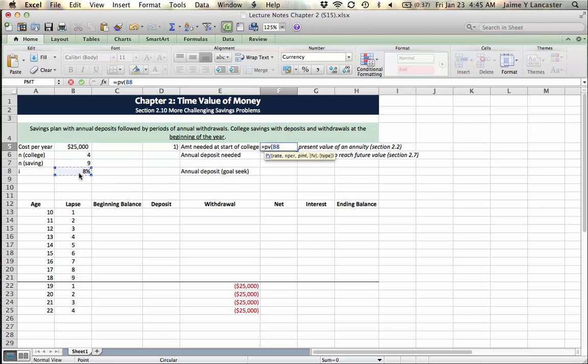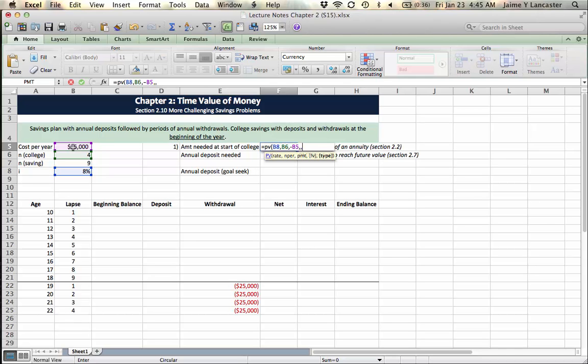Our rate refers to our interest rate. Our number of periods refers to the number of periods of withdrawals, right? Because we're looking for the present value of these 4 withdrawals. So we've got 4. And our payment is going to be a withdrawal, so a negative $25,000. Future value, we're going to deplete it to 0.